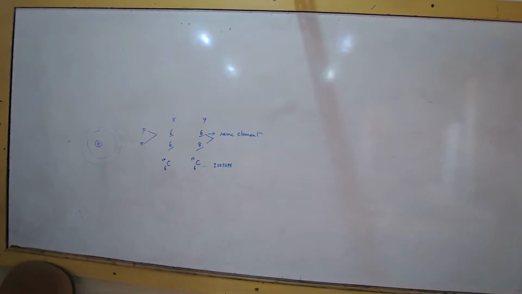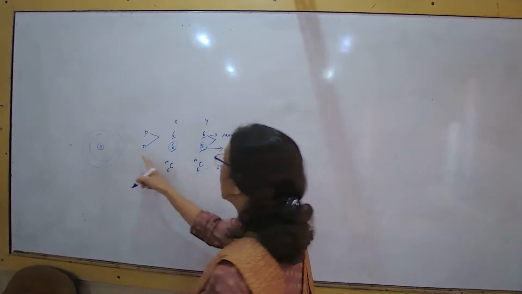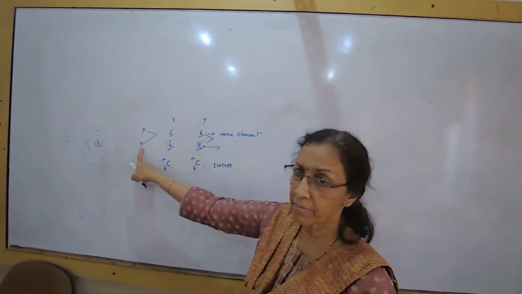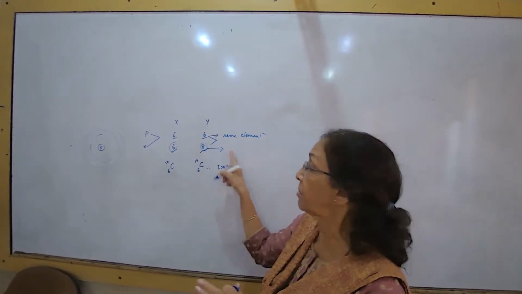Because these numbers are different, this number and this number is different, it shows that the number of neutrons is different. Okay, so what does it show? Immediately it shows that it has a different mass number.